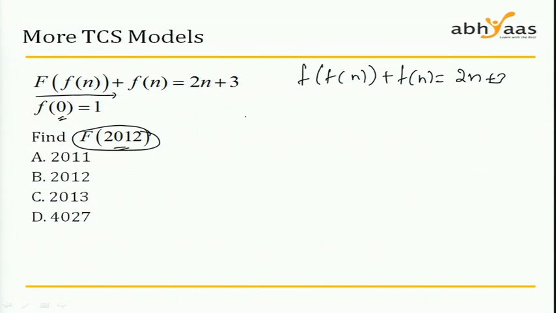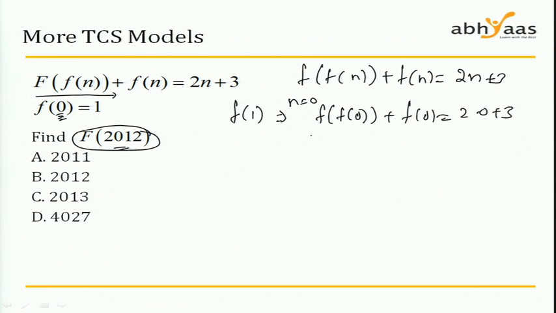Suppose I first try to find out the f of 1 value. We only know the 0 value. So let's substitute n is equal to 0 and see what happens. So f of 0 plus f of 0 is equal to 2 into 0, which is 0, plus 3. Right. So f of 0 value, you know it to be how much? 1. So let's substitute 1 here. Here I have f of 1 plus 1, which is equal to 3. From this, f of 1 value I got to be how much? 2.